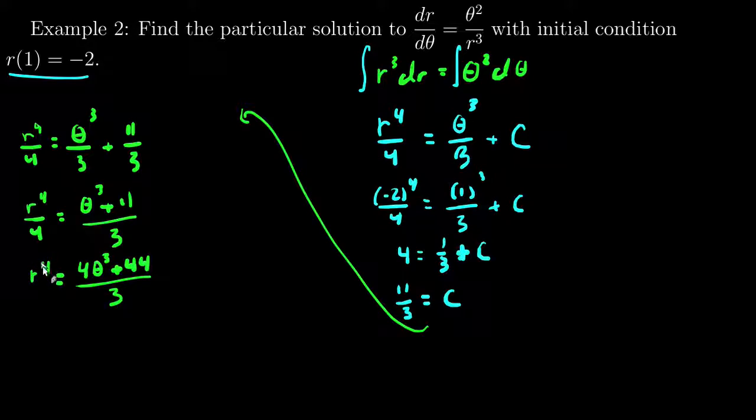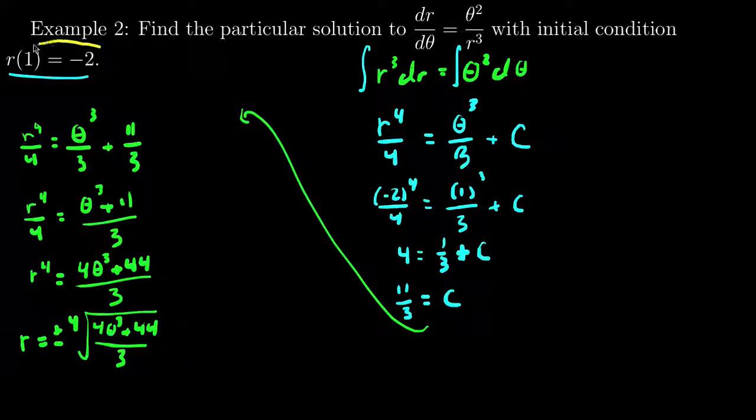And now to get rid of the 4th, I need to take the 4th root. But since this is an even power, I'm going to end up with a plus or minus 4th root of 4 theta cubed plus 44 all over 3. One last problem here. Plus or minus here makes this not a function. My particular solution will be a function. And how I deal with that is the following.